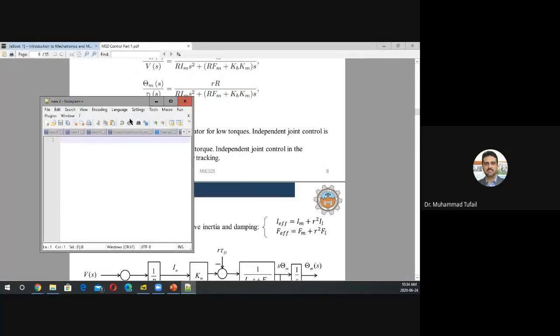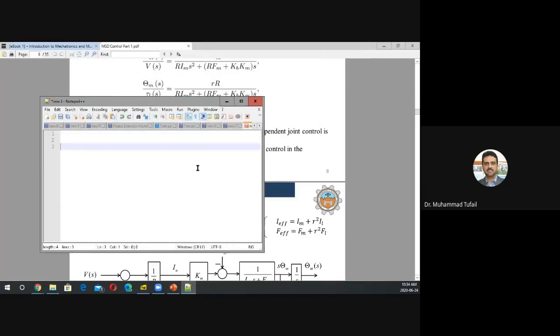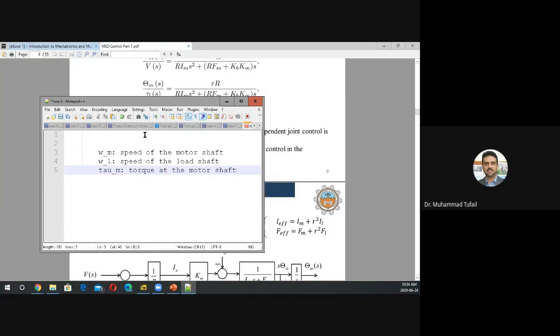Okay, so let's say we have this gear. Omega m is the speed of the motor shaft, omega L is the speed of the load, and we have tau M, the torque of the motor, and tau L, the torque at the load shaft.